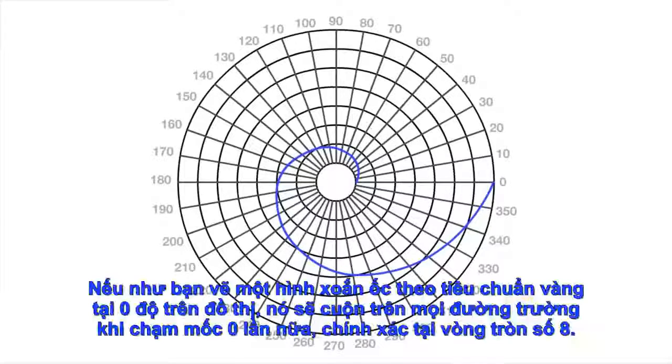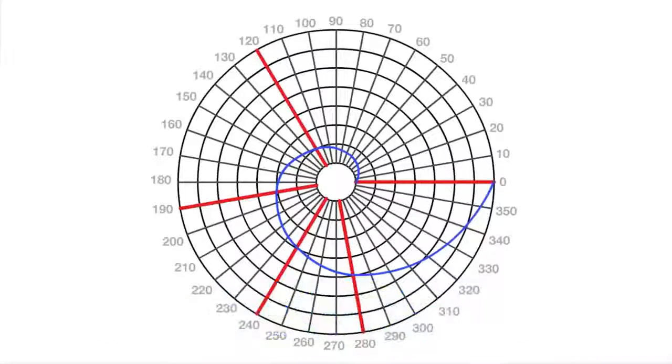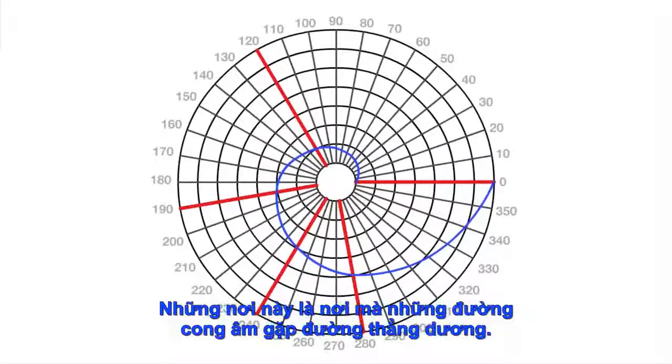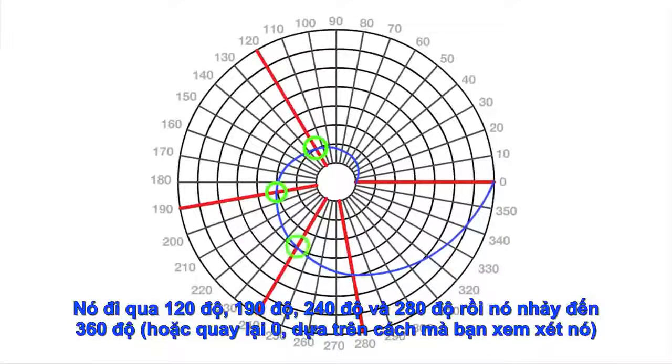If you plot a golden mean spiral at 0 degrees on the polar graph, it will loop all the way around before hitting 0 again, exactly at the 8th circle. You'll find that this golden mean line crosses 5 specific places as it goes out. These places are where the female circular lines meet the male lines. It crosses at 120 degrees, 190 degrees, 240 degrees, 280 degrees, and then it jumps to 360, or back at 0, depending on how you look at it.